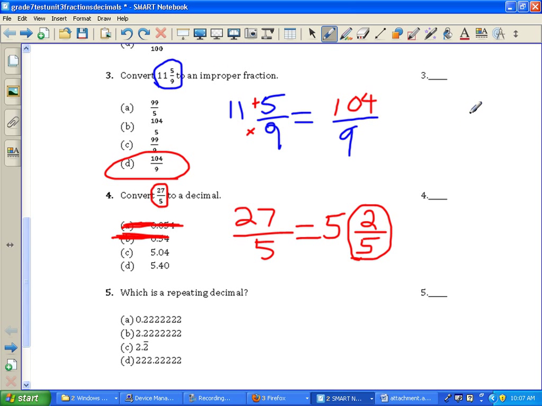Because 1 out of 10 will be equal to 0.1. 2 out of 10 is 0.2. 3 out of 10 is 0.3. So, to multiply that by 2 and multiply that by 2 will be your solution. So 2 times 2 is 4, 5 times 2 is 10, so you will have 5 and 4/10, or written as a decimal, 5.4. And that's this one right here.